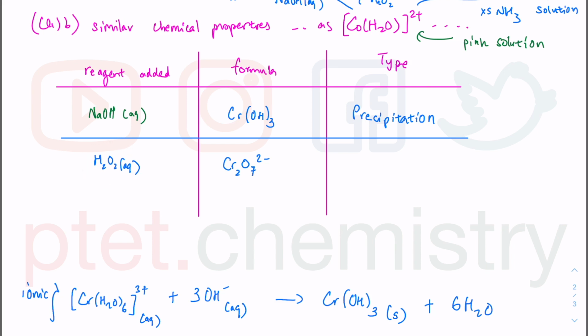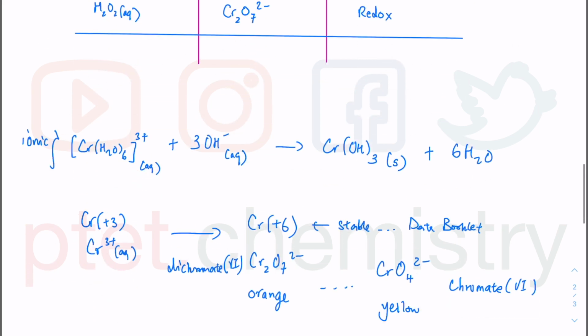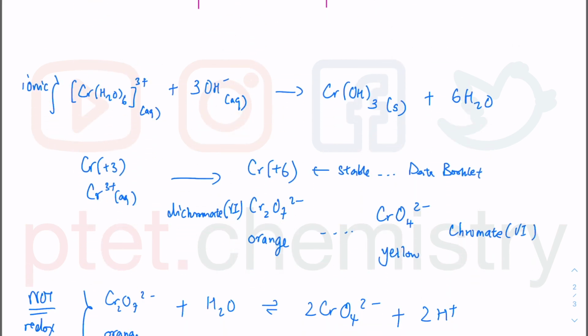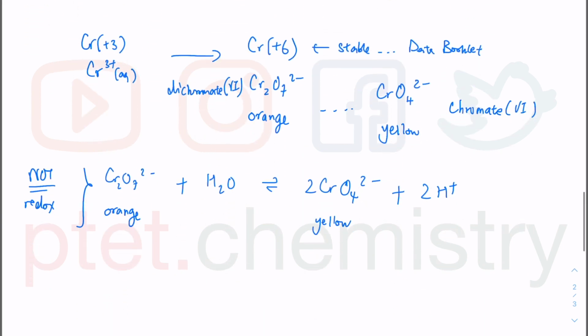So instead of writing oxidation, I am happier to write redox because you have a partner: oxidation, chromium plus 3 to chromium plus 6, and then you have the H2O2 that undergoes reduction. I haven't shown you where to get chromium plus 6, but I hope you know where to get it. Maybe I should quickly just show it. Chromium plus 6 oxidation state.